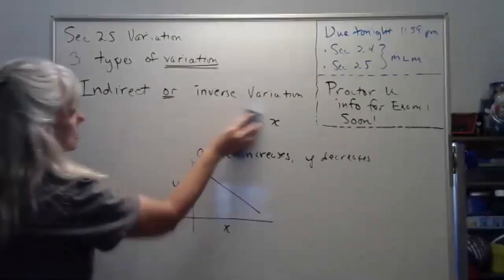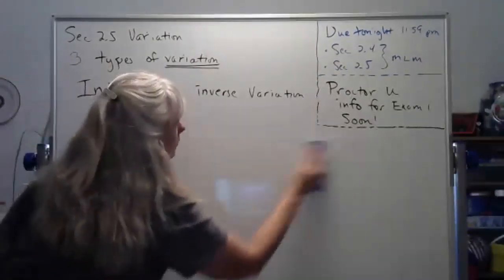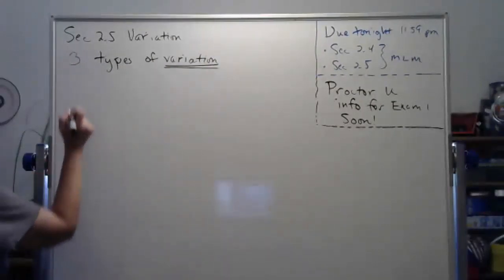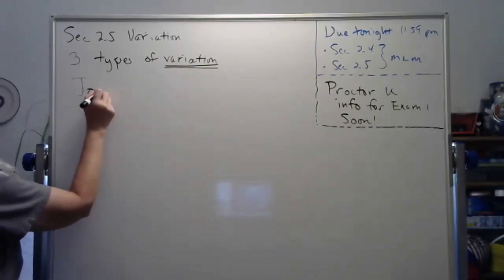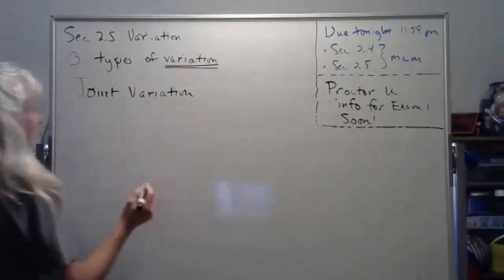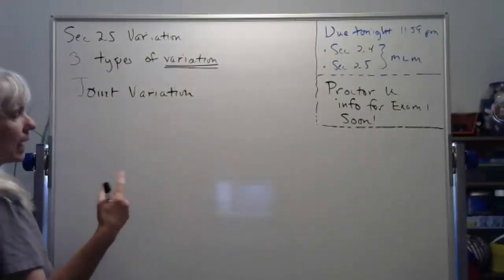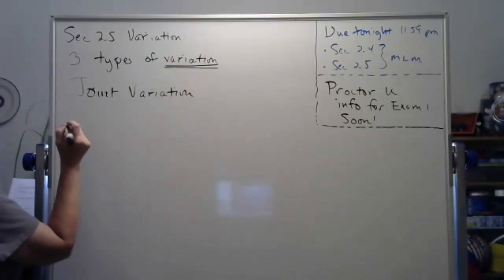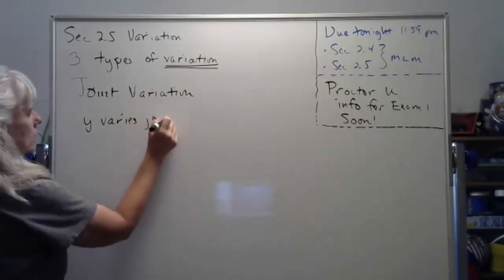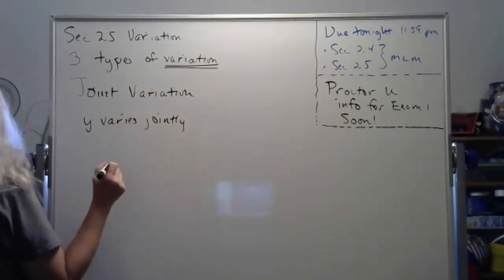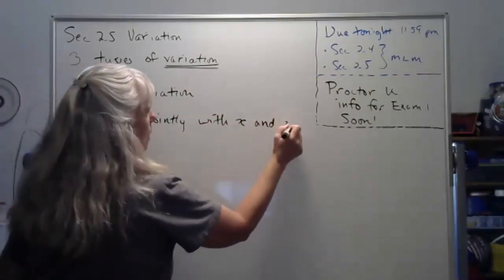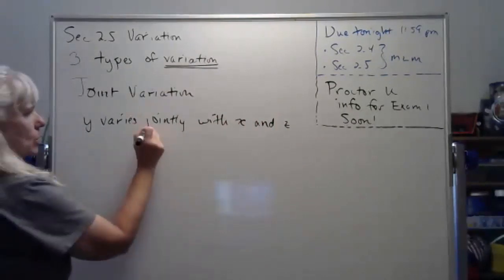Our third type of variation is called joint or jointly variation. So joint variation. And what's going to happen here is instead of just using a single variable x, we'll pull in other variables. So we could say something like y varies jointly with x and z. So we see the word jointly in there for the first time.